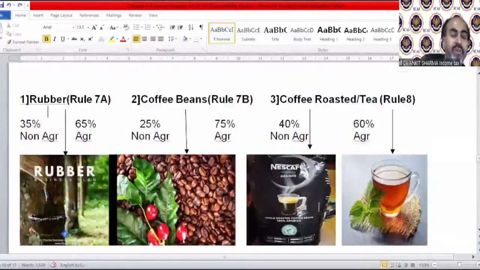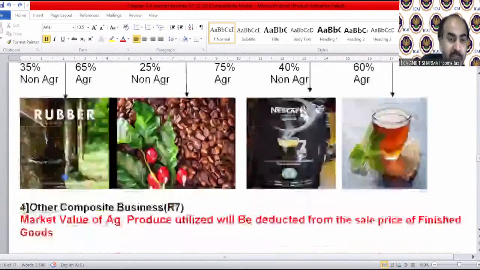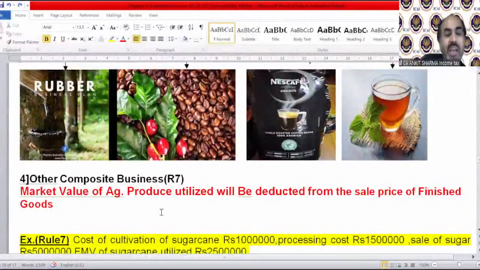Now for these three businesses, we have specific rates, that is 35/65, 25/75, and 40/60. But if you are running any other business except these three, which has a composite business nature like sugarcane to sugar, that will be solved as per point number 4, rule number 7, which says other composite business. For other composite business, we have to calculate like this: the market value of agricultural produce utilized will be deducted from the sale price of finished goods.